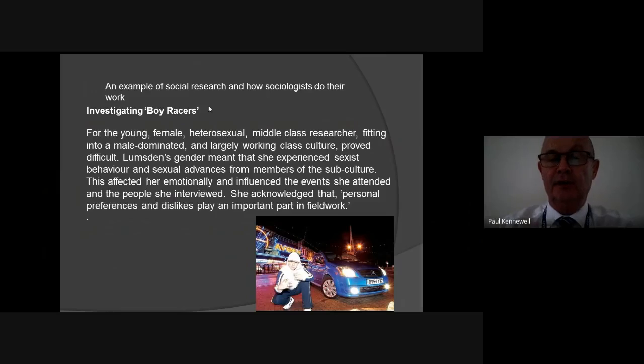And she concluded that it was quite difficult for a young female to do research like that, because it was a very male-dominated world, and because she was a younger researcher, she did find it uncomfortable at times. But she also found out what the culture was like, and she eventually acted as an intermediary with the police in that culture.